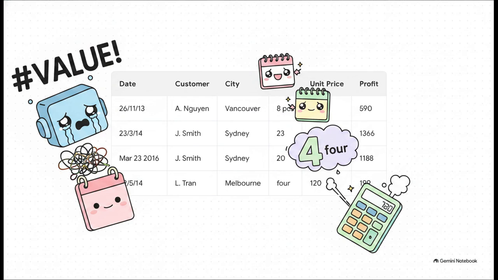Look closely at this date column, for example. We've got 26, 11, 13 sitting right next to March 23, 2016. Or check out the quantity column where someone literally typed the number 4 as a word. This mixing of text and numbers means that when engineers tried to run simple math formulas, the system would just crash and spit out those super frustrating #value errors. The data just wasn't standardized, which completely prevented basic filtering and grouping.